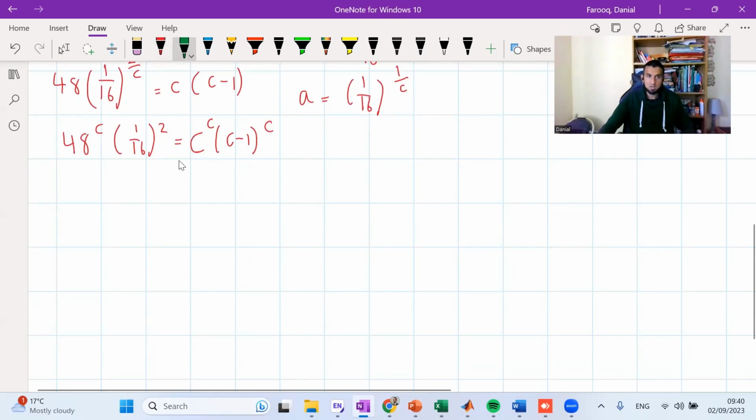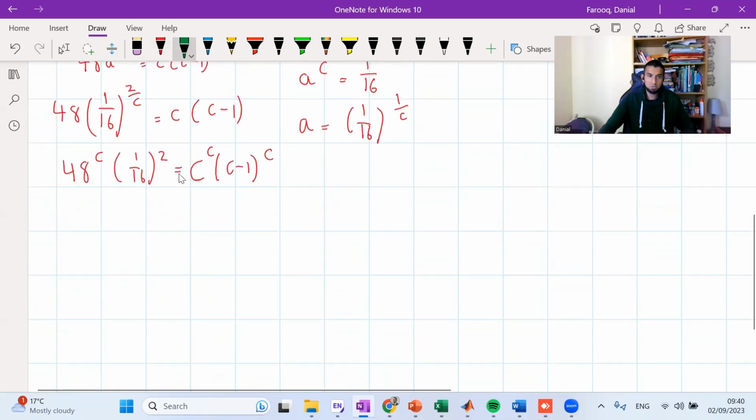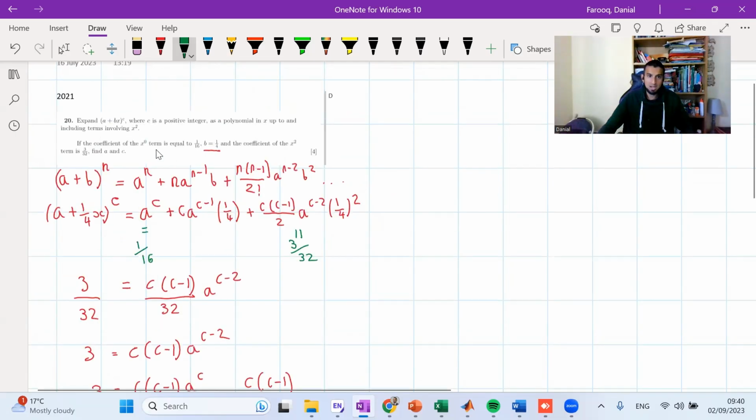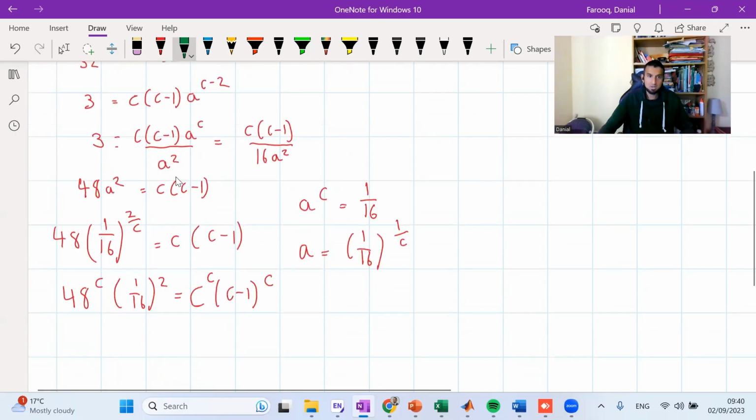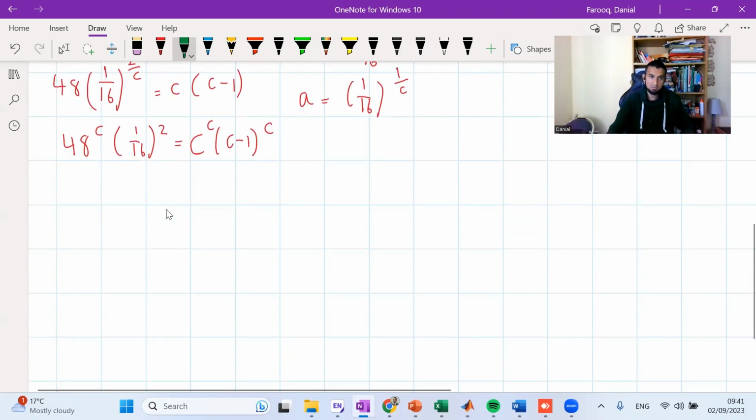But we should try some solutions because solving this is very difficult. However, we know c is a positive integer, so we can try all the values and see. c is probably not going to be equal to 1, because if c was 1, then we wouldn't have up to x squared, isn't it? So the lowest value of c could be 2. So let's try from 2.